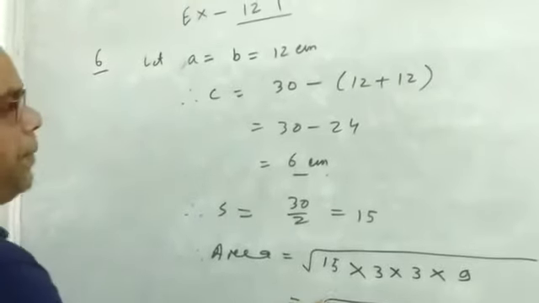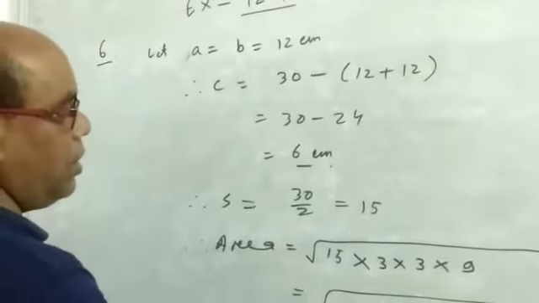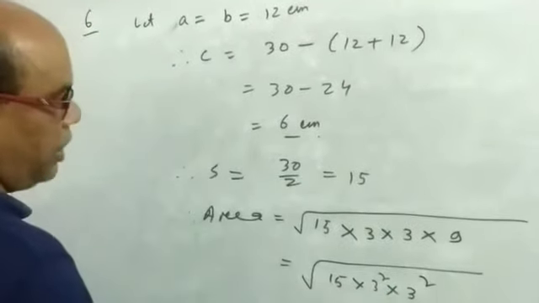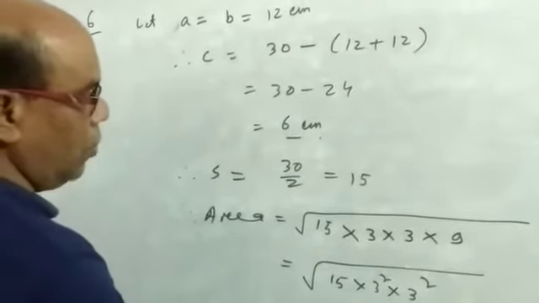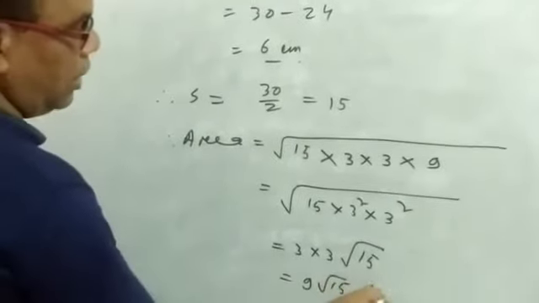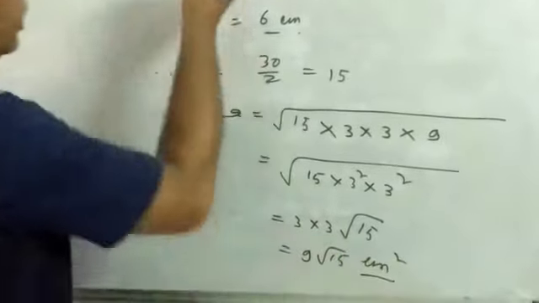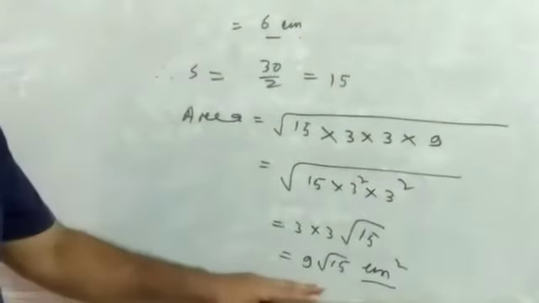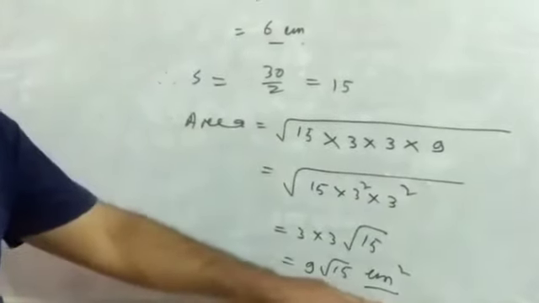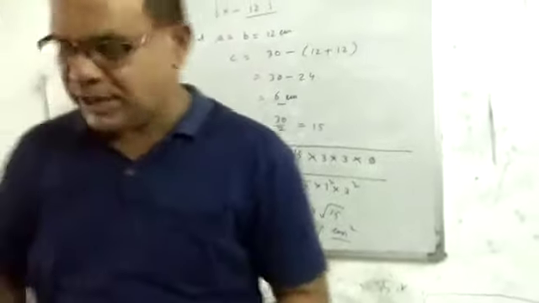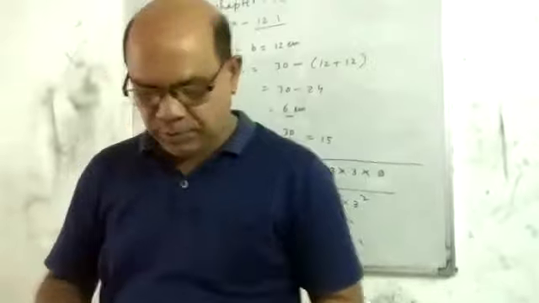So 15, 9, 3 square, so 15, 3 square, and 9, we can write that as 3 square. Meaning 3 into 3, root of 15. So it is 9 root 15 centimeter square. So this is the area. This is the easy one. So the area of the triangle is 9 root 15 centimeter square. So this exercise is finished. Exercise 12.1 part is finished.